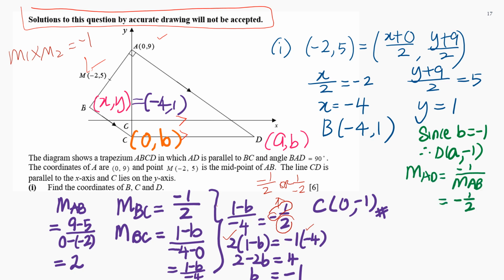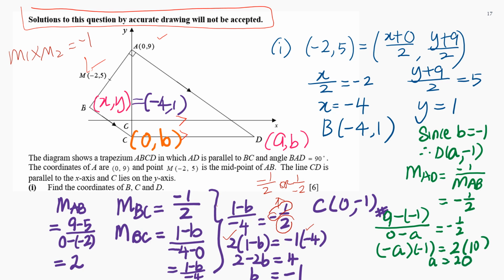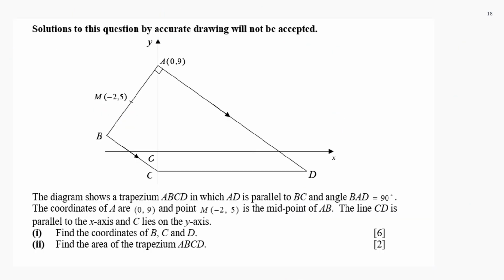And we can go on to find the gradient of AD using y2 minus y1 over x2 minus x1 and let it equal to negative half. And from there we can find that x is 20. So therefore the coordinates of D will be 20, negative 1. Right, so we have managed to find the coordinates of all the 3 points B, C, and D. Right, so the next thing is to find the area of the trapezium.